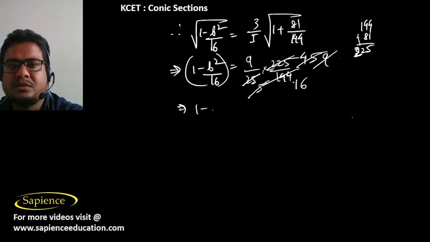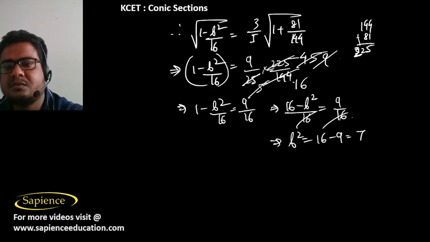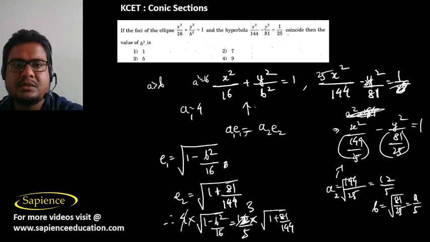So therefore 1 minus b square by 16 equals 9 by 16. So therefore 16 minus b square by 16 is equal to 9 by 16. So therefore b square equals 16 minus 9, that is equal to 7. So therefore the value of b square is 7. So option 2 is the correct answer.